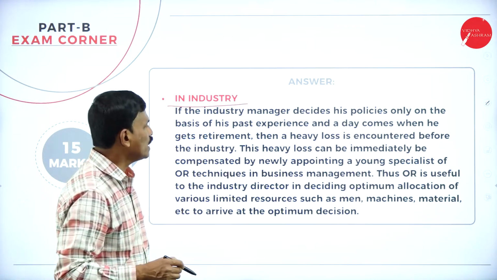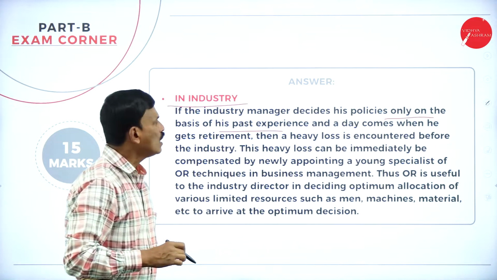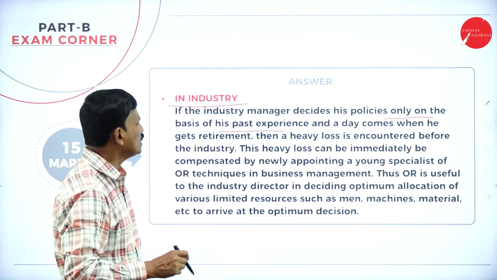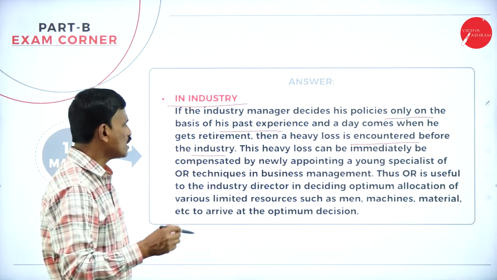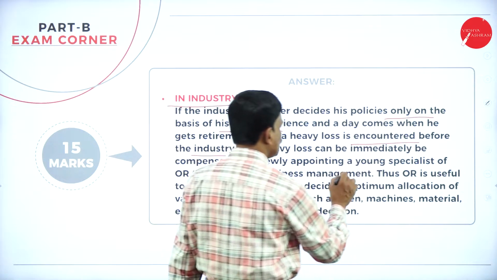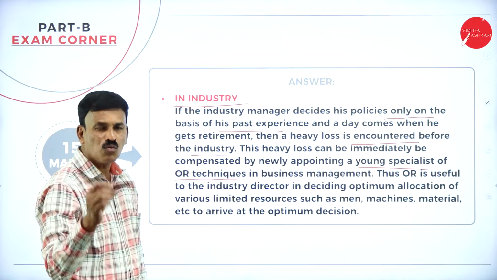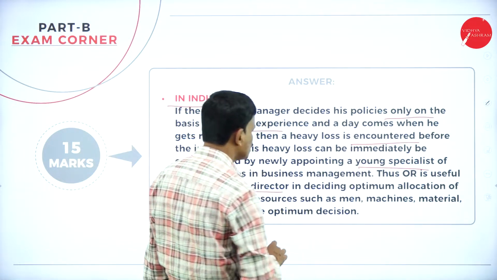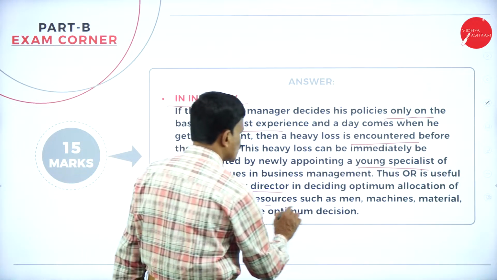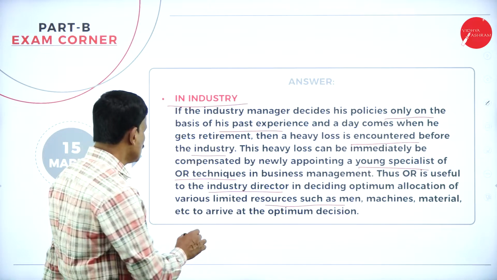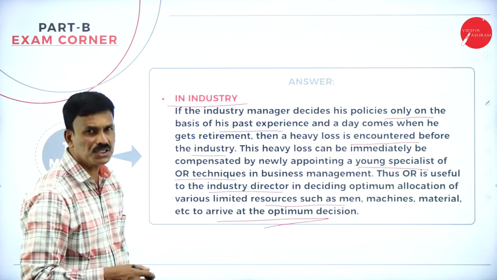If the industry manager decides his policies only on the basis of his past experience, and a day comes when he retires, then loss occurs in the industry. This heavy loss can be immediately compensated by newly appointing young specialists of OR techniques in business management. Thus, OR is very useful to the industry director in decision making and in allocation of various limited resources such as men, machines and materials, to arrive at the optimum decision.